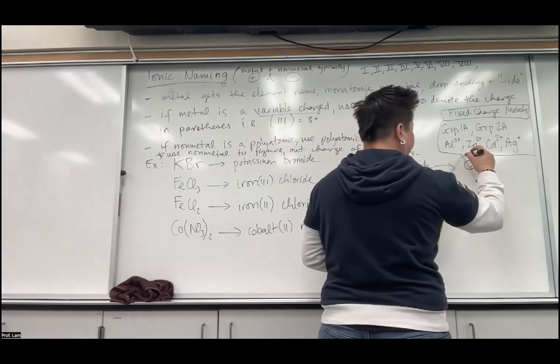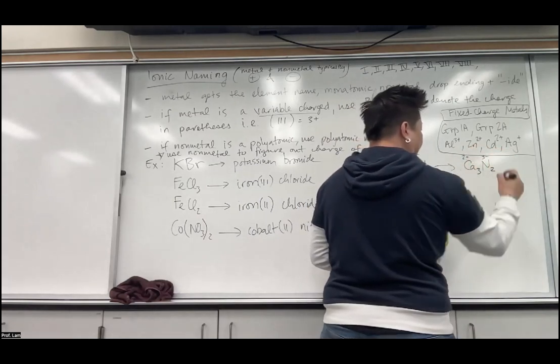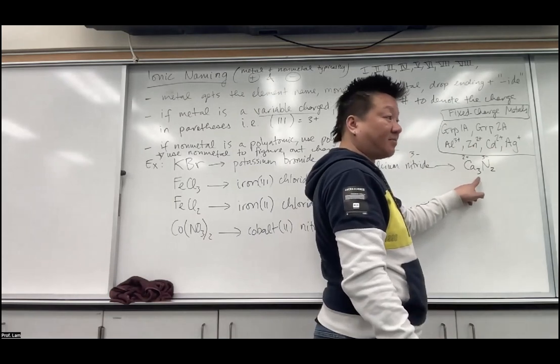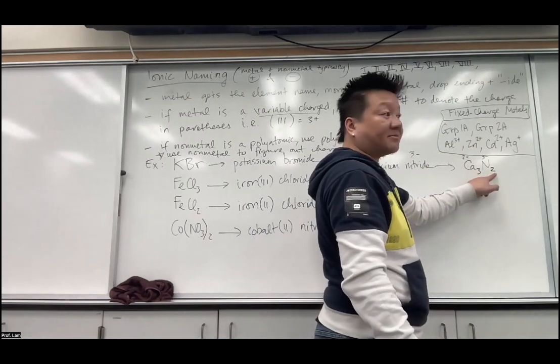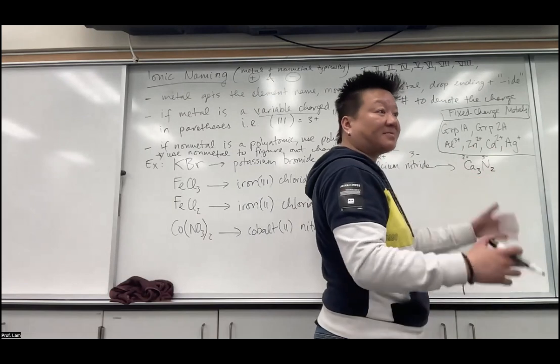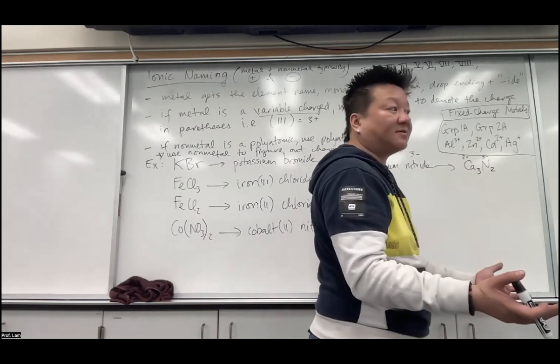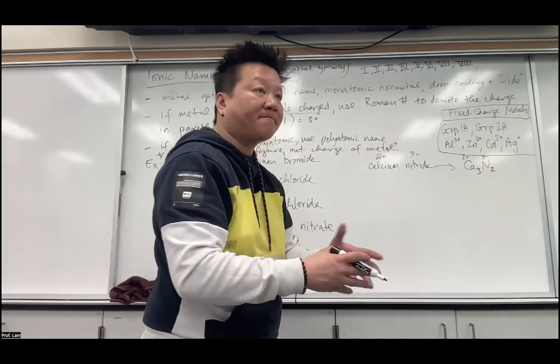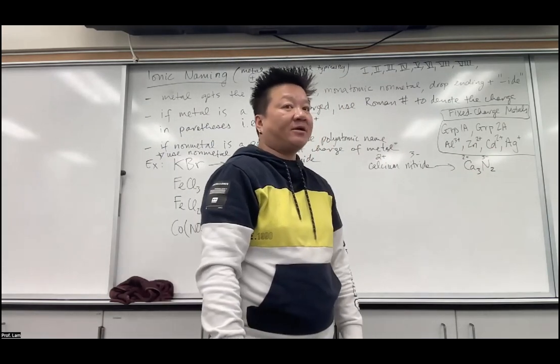How does that work? We can double check here. Ca is 2 plus and N is 3 minus. What's 2 plus times 3? 6 plus. What's 3 minus times 2? 6 minus. 6 plus and 6 minus cancel, right? So they have to form neutral compounds, okay? So it has to be Ca3N2.